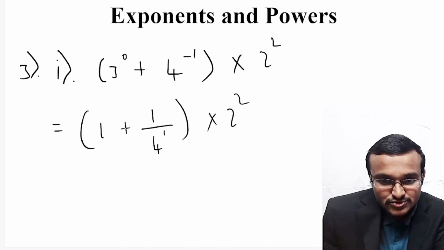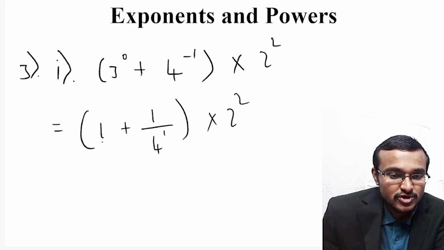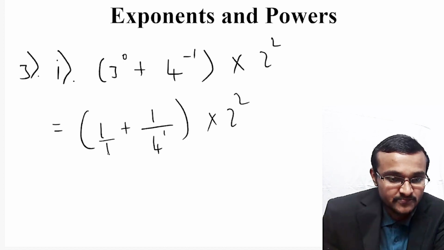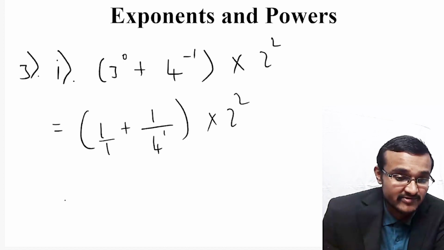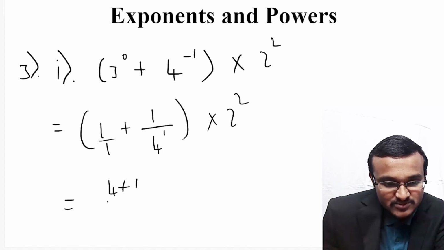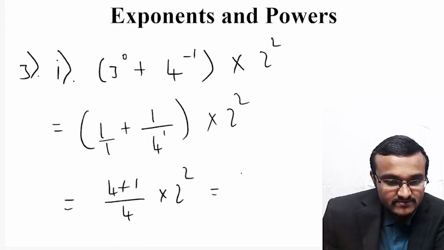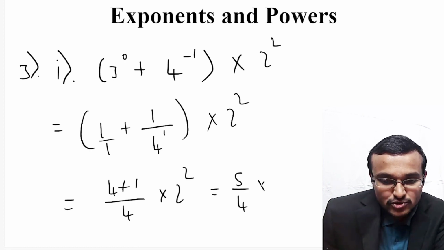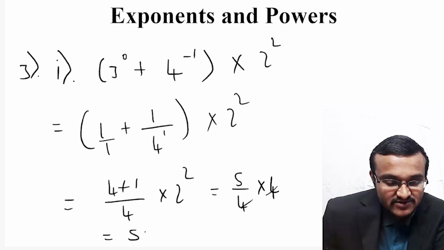Into 2 square. So when you add 1 and 1 by 4, you should take the LCM of 1 and 4, because in the first the denominator is 1, and in 1 by 4 the denominator is 4. When you take the LCM, it will be 4, and when you solve this, you will get 4 plus 1 divided by 4, into 2 square. 4 plus 1 is 5 divided by 4, 2 square is 4, so the 4s get cancelled. So the answer for the first question in the third question is 5.